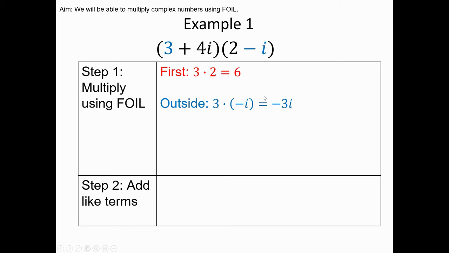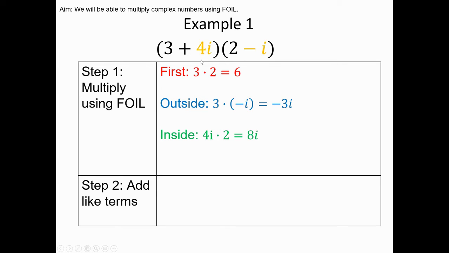So far, no big changes from what we're usually doing. Next are the inside terms. I stands for inside. That's going to be 4i and 2. So we take these two terms and multiply them. 4 times 2 is 8, so we have 8i, and we're doing good so far. Nothing looks complicated. But watch what happens when we do the last terms.